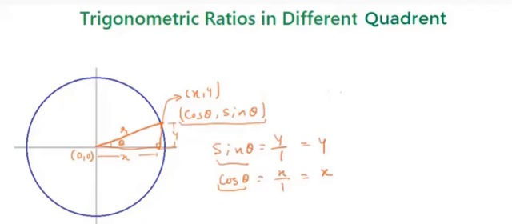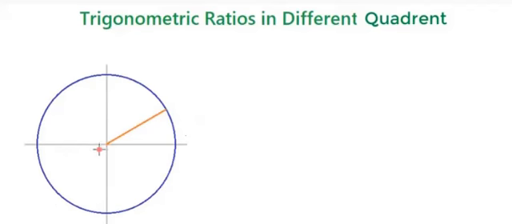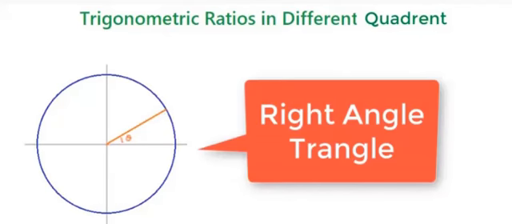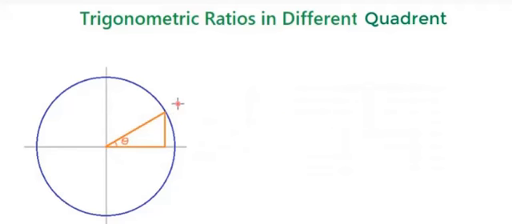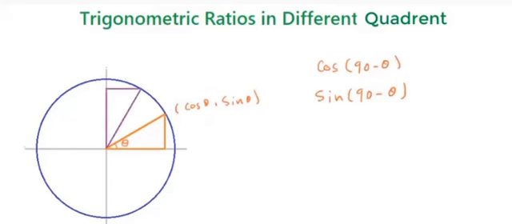So let's do that. Here let us assume that this is 0, 0 and this is angle theta. And if I convert this into a triangle, then it will look something like this, where this angle is theta. So the coordinates of this point are cos theta and sine theta, right? This we have discussed. And now let us talk about cos 90 minus theta and sine 90 minus theta, right? Where this angle is theta, then this much angle will become 90 minus theta.